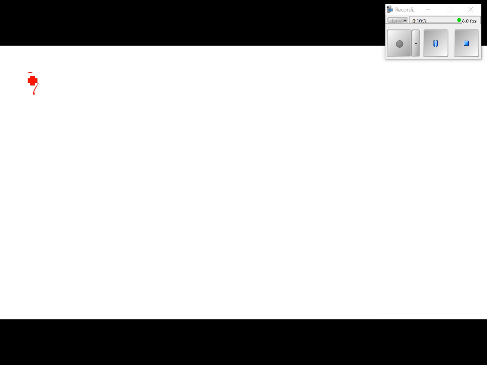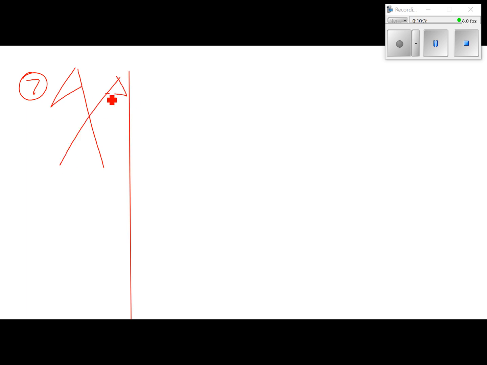Number seven, they give you two flags. Ignore that. They give you two flags. Well, they're sort of treating these two flags as lines here, and we know two lines intersect at a point. Two lines intersect at a point. So hopefully that's one of the answers on there.